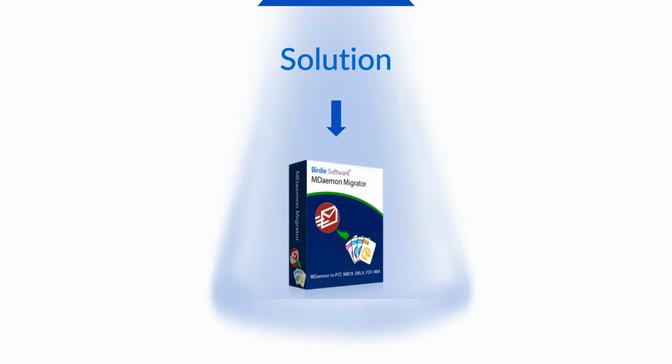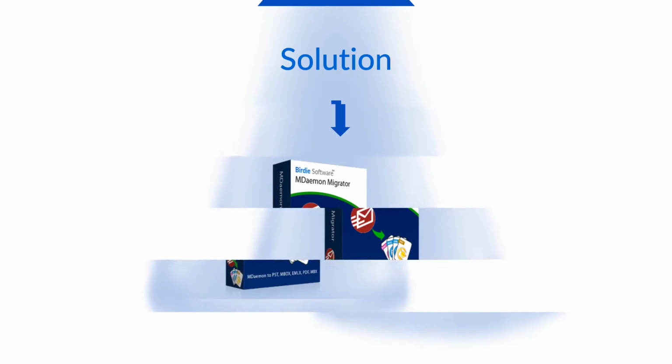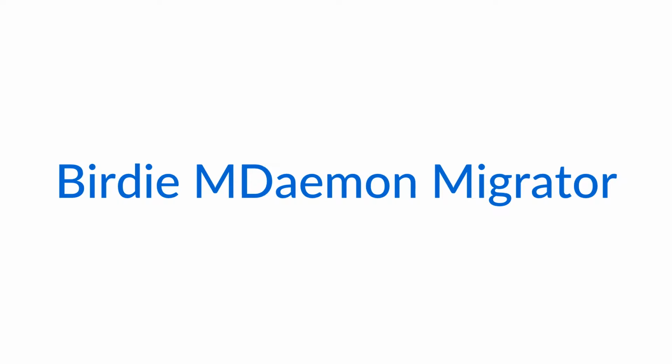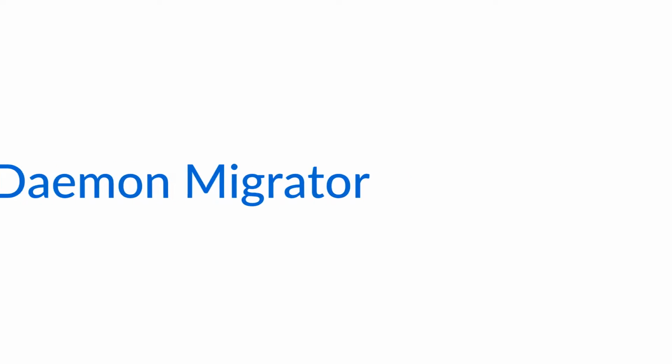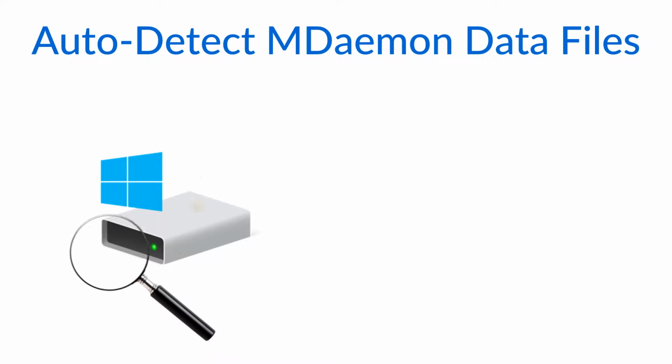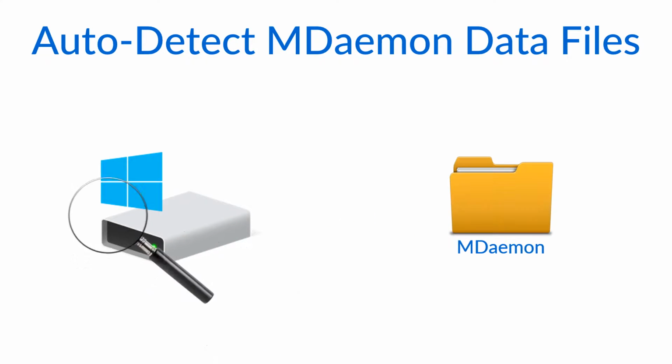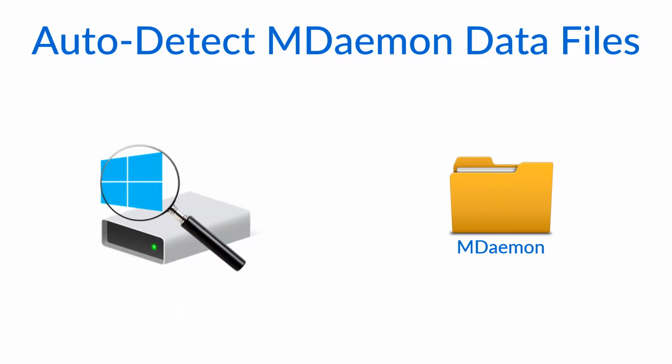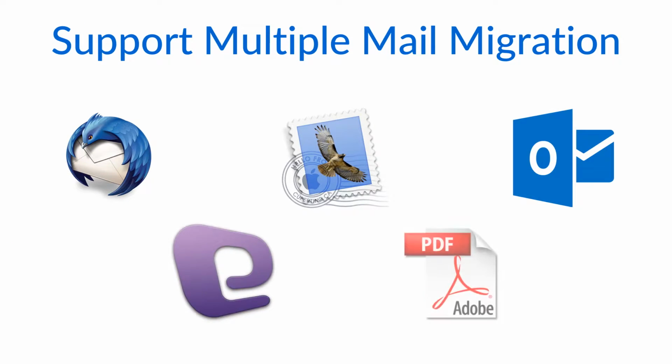That is, Birdie MDaemon Migrator, which comes with a quick scan and preview of the MDaemon MSG format along with attachments. It also provides some major features, like no MDaemon installation required for the conversion. If you have the MDaemon application on your machine, then the software will automatically detect the mailboxes and other data from the MDaemon store location. And the tool provides different export formats which support multiple mail migration like Outlook, Thunderbird and more.